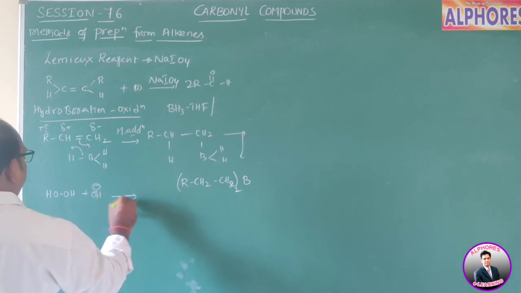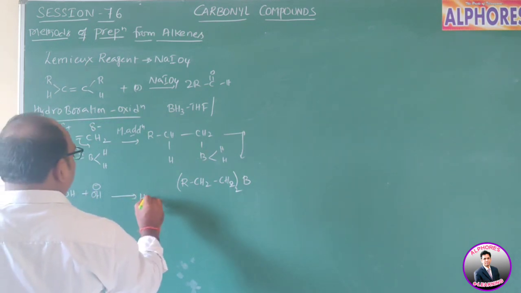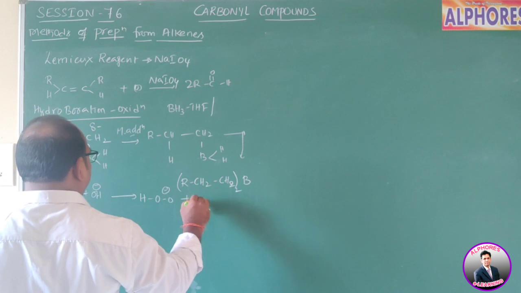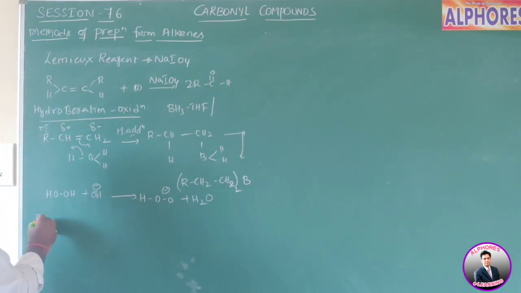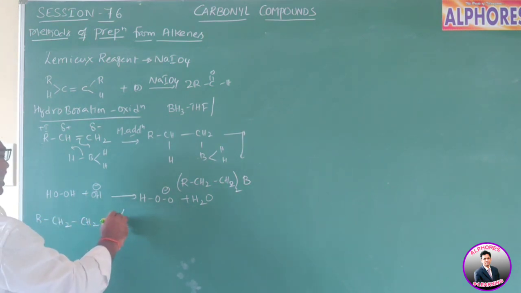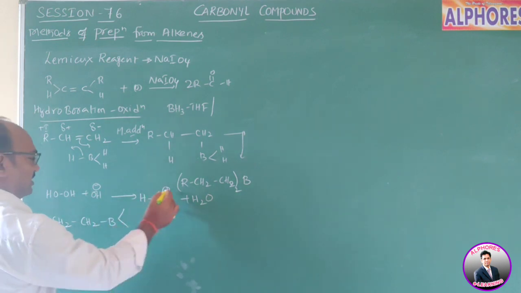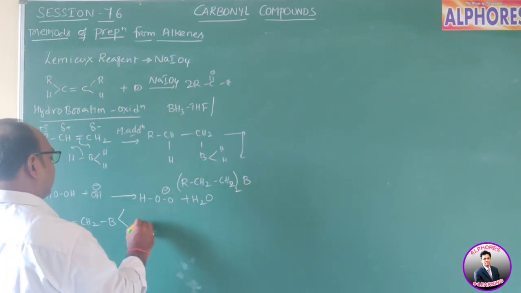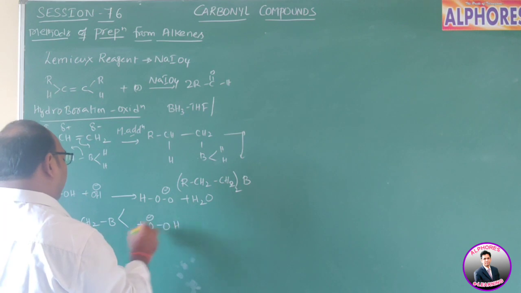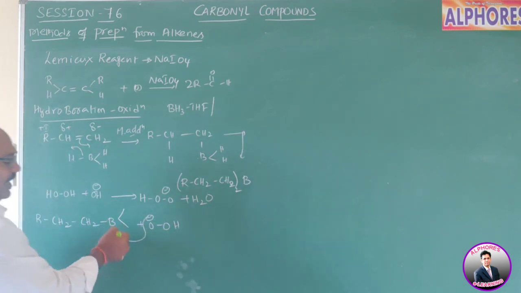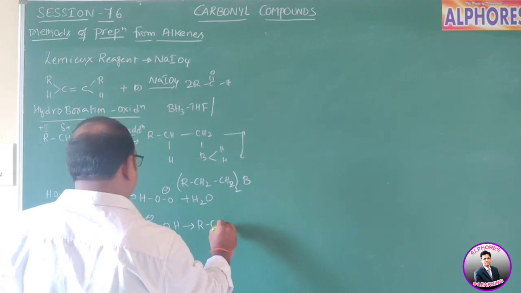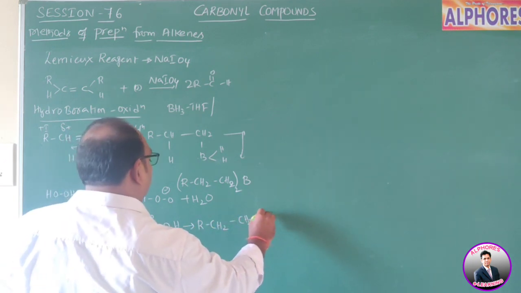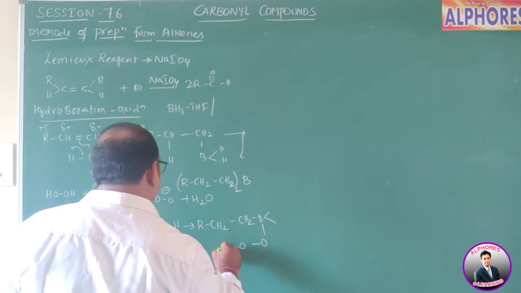Hydrogen peroxide is a weak acid. Alkali abstracts a proton and leaves HOO minus and H2O. Since it is electron rich, it goes to the trialkylborane. I consider RCH2CH2-B, with the remaining two valencies like this. Here HOO minus donates an electron pair to the vacant orbital of boron. The resultant we get is RCH2CH2-B with the remaining two valencies, OOH.